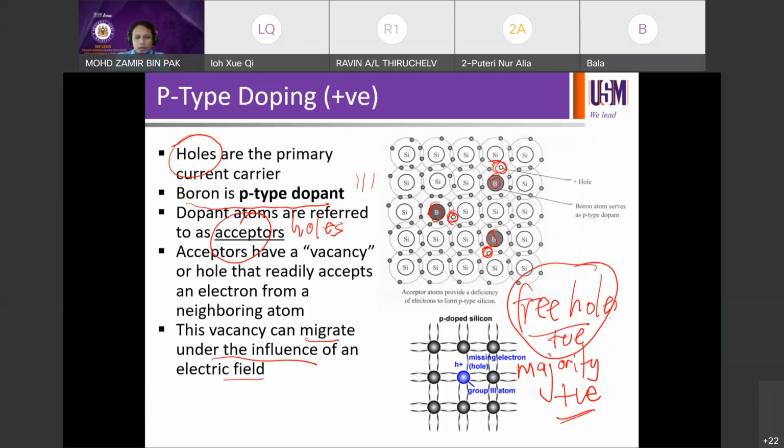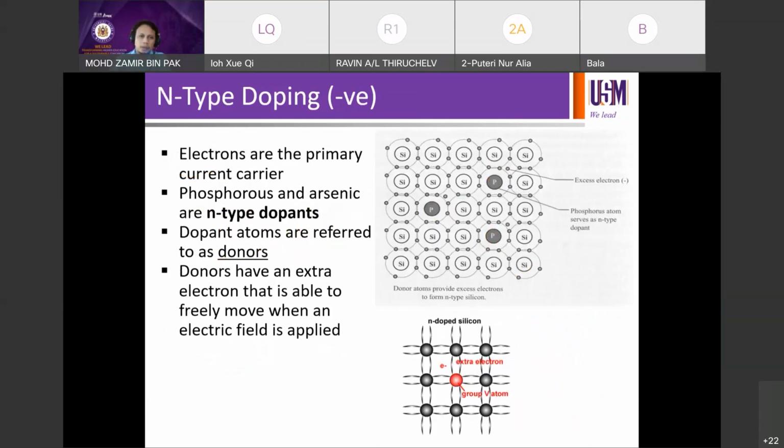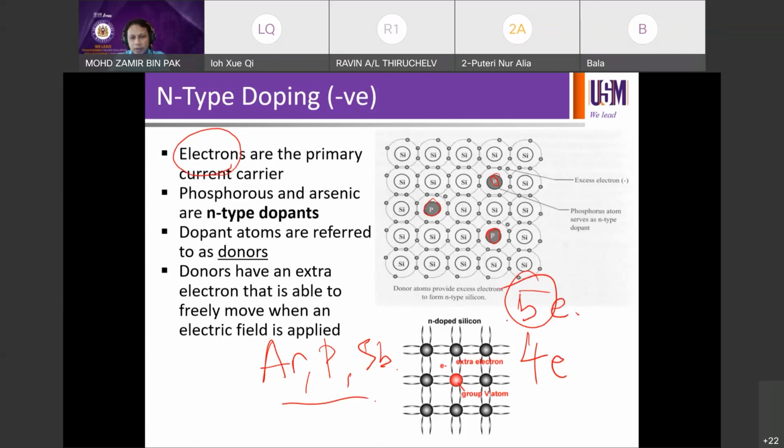On the other hand, if you dope your silicon with n-type impurities from group 5, like arsenic, antimony, phosphorus, okay, from group 5, then electrons are the primary current carrier. For every phosphorus that you incorporate into the silicon lattice, phosphorus has 5 valence electrons and silicon has 4 valence electrons, and the remaining one, the one that is not bonded, will be free to move around the lattice, forming majority carriers. Majority carriers will be free electrons.